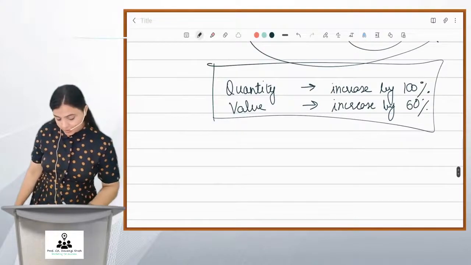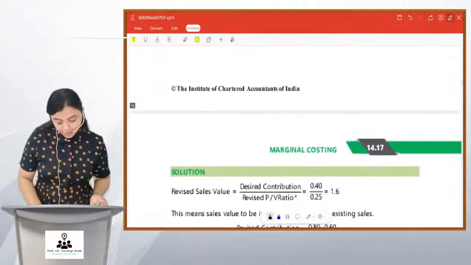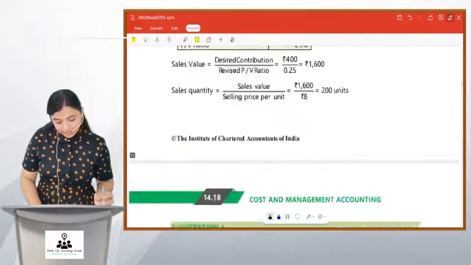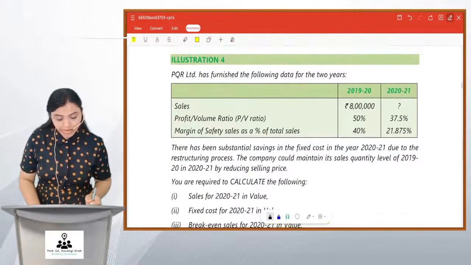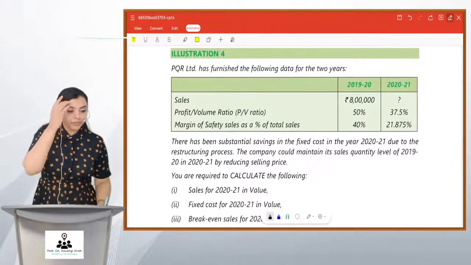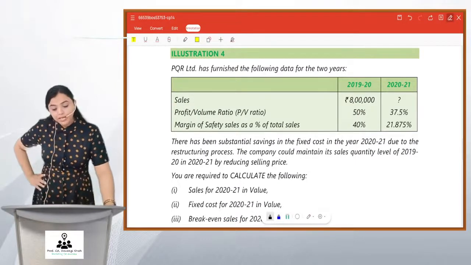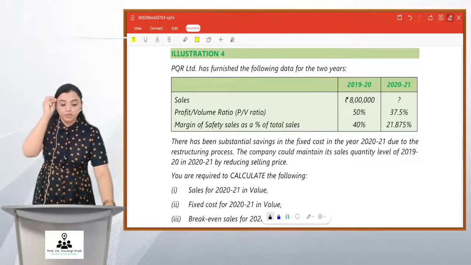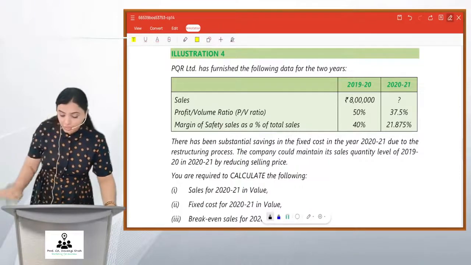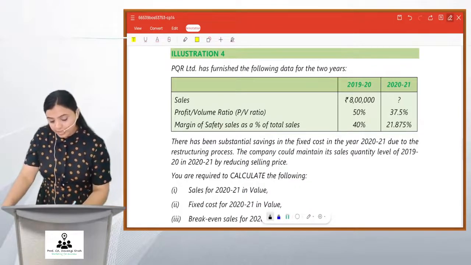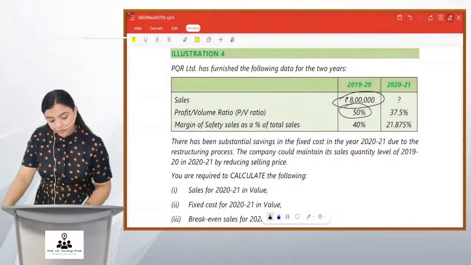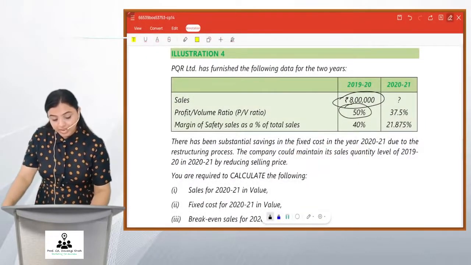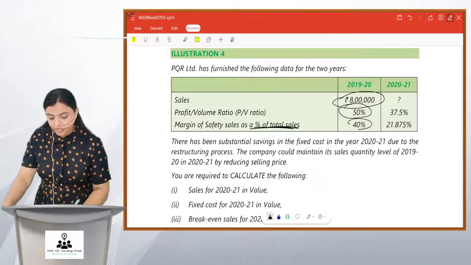Okay, now let's move further to the next sum. They have written so much description. Now let's go ahead. Illustration number 4. PQRS furnishes the following details for the two years, 2020 and 2021. Sales is given as 8 lakhs, PV ratio 50%, margin of safety as a percentage of total sales is 40%.